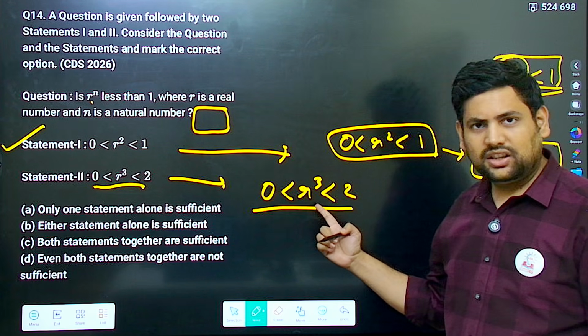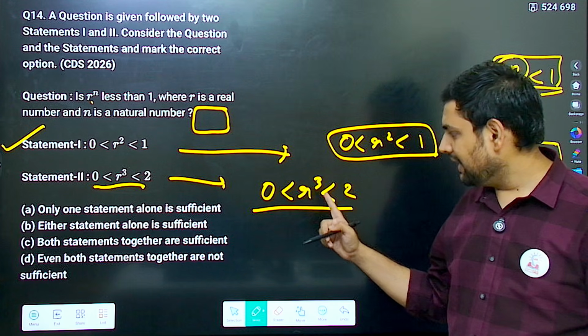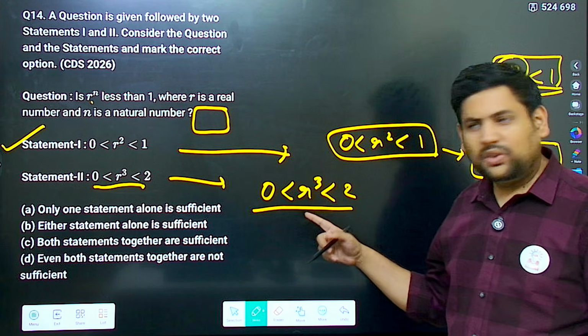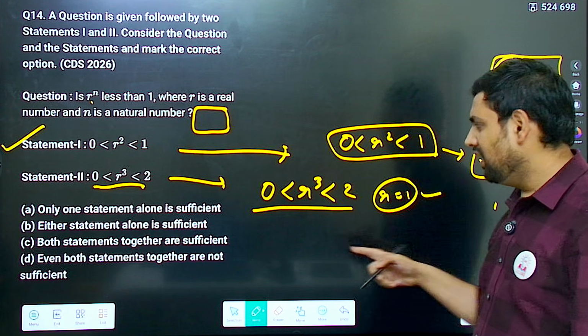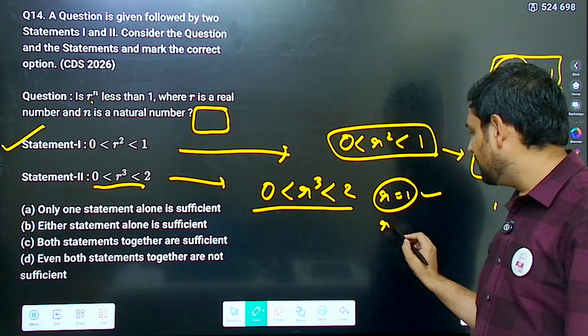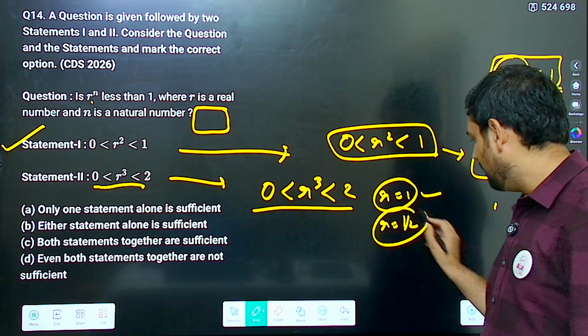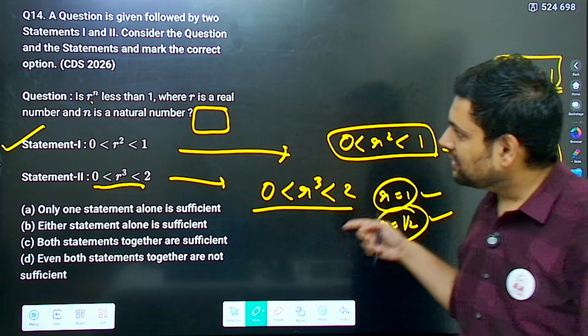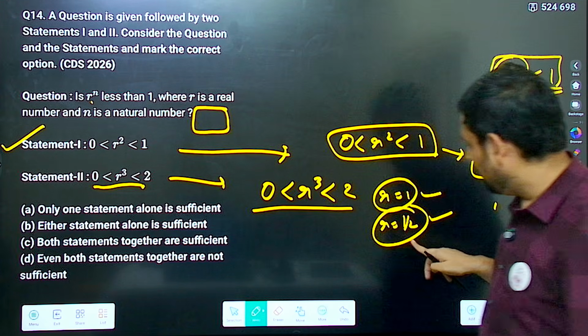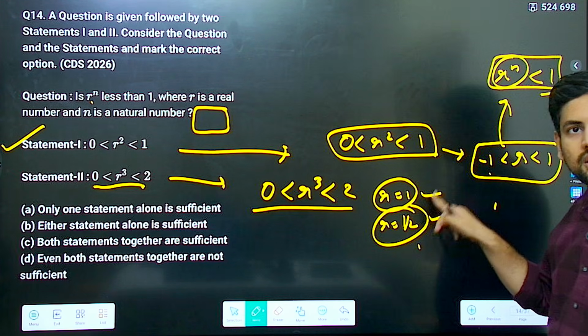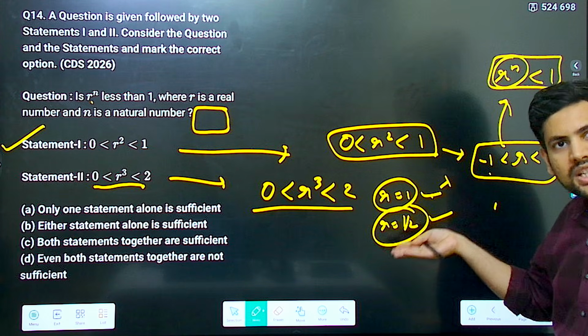Now don't you think r can be, for example, 1 satisfies this, r is equal to 1 is fine. Correct. Something like r is equal to half is also fine. Correct. Now it is saying, is r power n less than 1? In this case it is, in this case it is not. So it is giving you yes and no both.